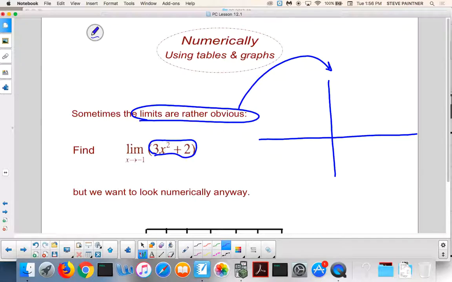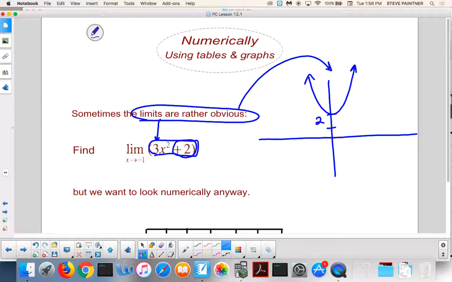Continuous. Do you guys know what this looks like? What's the plus 2 doing to your parent? Up 2. What does this 3 in front do to your parent? Stretches it. Makes it what? Actually skinnier. Okay, so it'd be kind of like this, wouldn't it? Like that? Good?